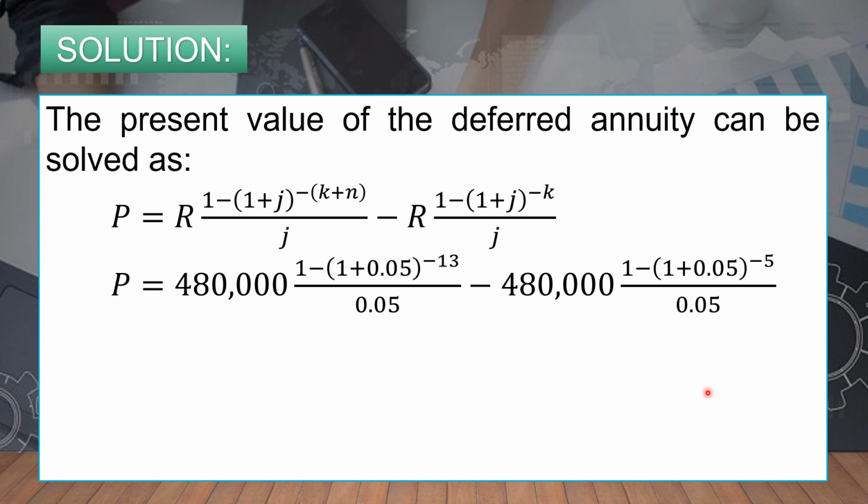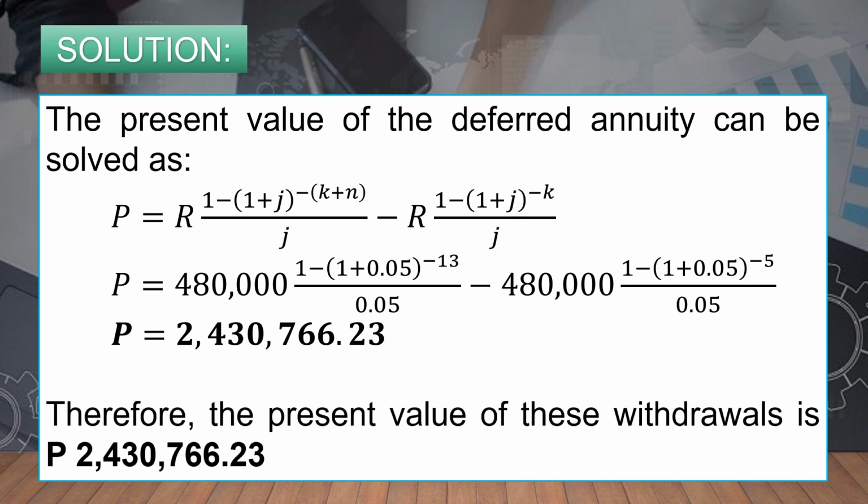Then using your calculator, you type the given, then compute. We come up with the present value of 2,430,766 pesos and 23 cents. Therefore, the present value of these withdrawals is 2,430,766 pesos and 23 cents.